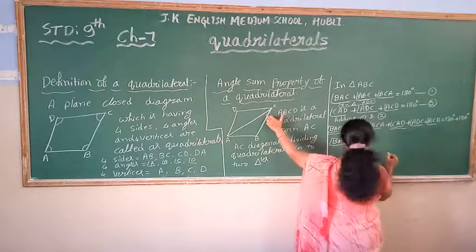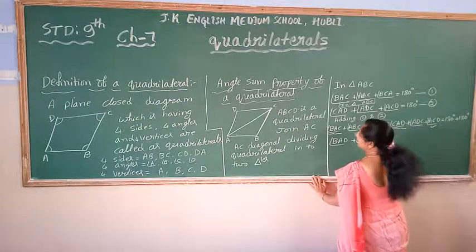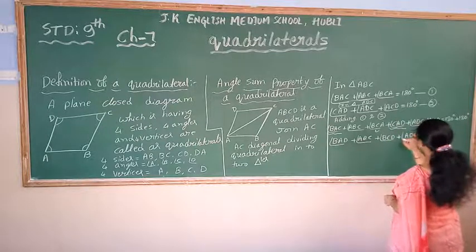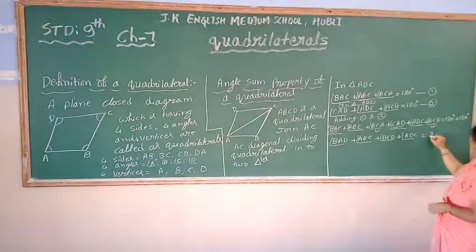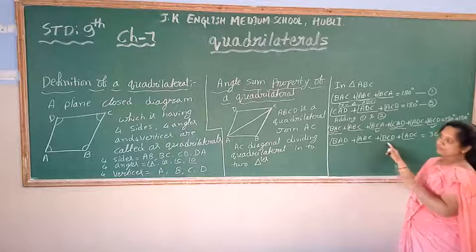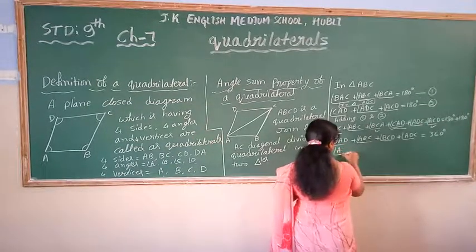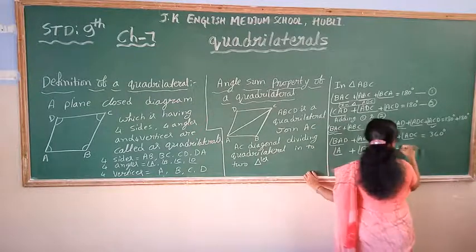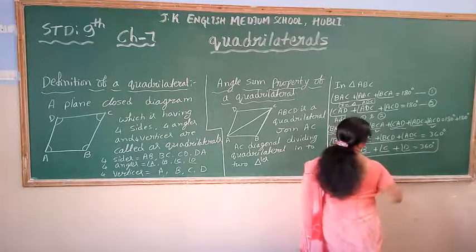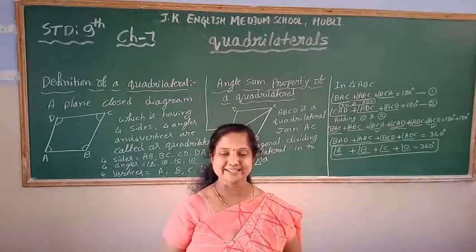Then angle ABC, then BCA and ACD, these two angles. If I combine these two, I get angle BCD. Then another angle, that is angle ADC. The sum of all these four angles is 180 plus 180, which is 360 degrees. So BAD means angle A in the quadrilateral, ABC means angle B, BCD means angle C, and ADC means angle D. So angle A plus angle B plus angle C plus angle D is equal to 360 degrees. That is, in a quadrilateral, the sum of all four angles is 360 degrees. Okay children, write down.